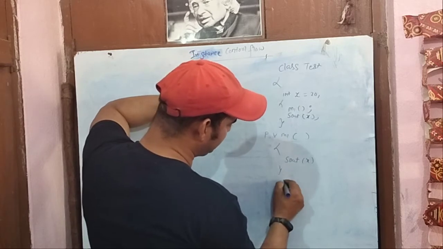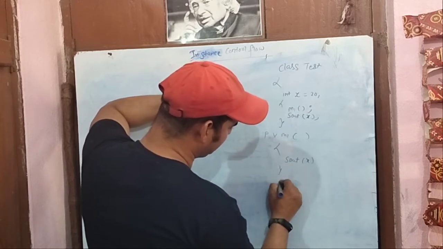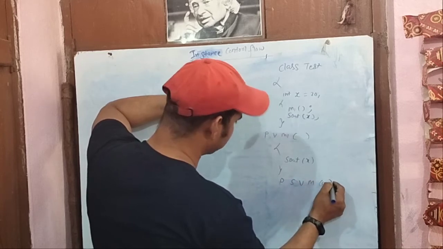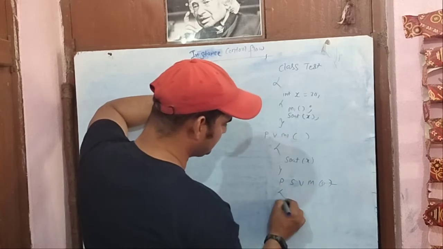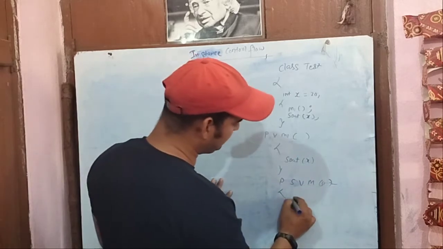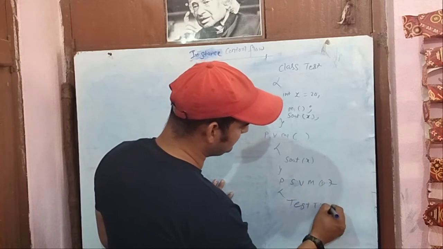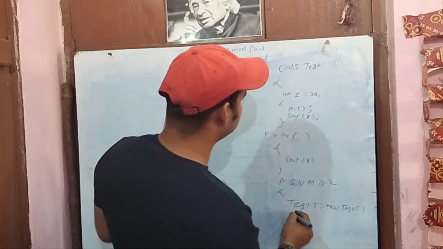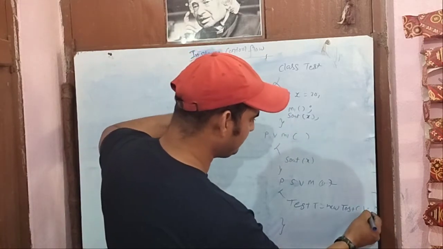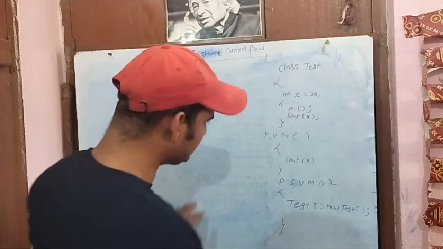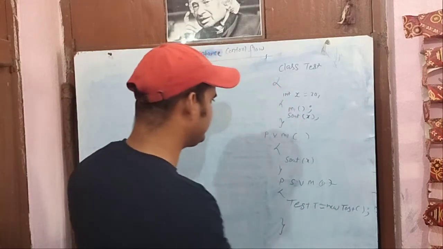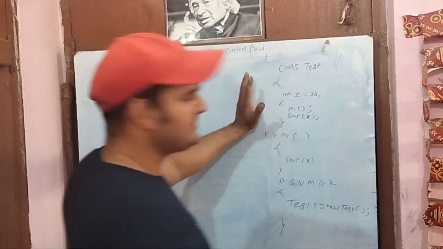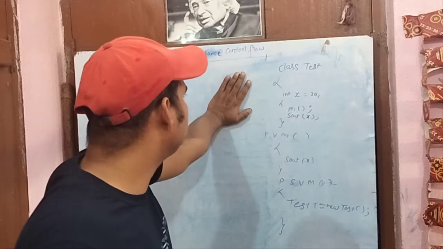After that we have the main method, public static void main(String[] args). Inside this, suppose I have created one object for our class Test: Test t = new Test(). I could call some method, but no, it is not required, it is enough. So it is a simple program, and with the help of this I will explain this instance control flow.